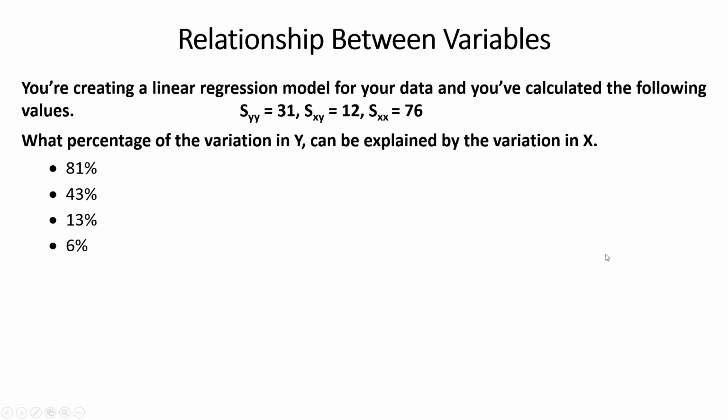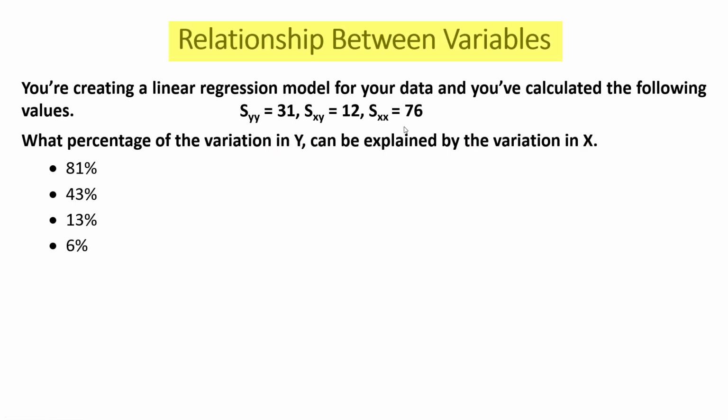Now we're talking about relationships between variables. So let's say we've got a problem on the CQE exam or the green belt exam, and we've created a linear regression model, and our data has the following values. So SYY is 31, SXY is 12, and SXX is equal to 76. This is your standard linear regression problem. And the question is, what percentage of the variation in Y can be explained by the variation in X?